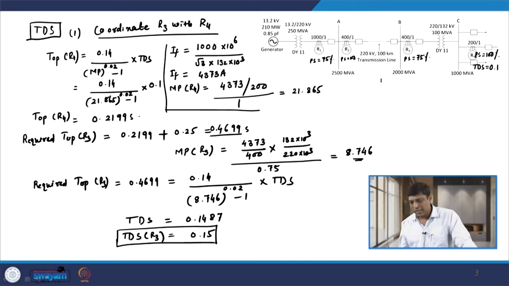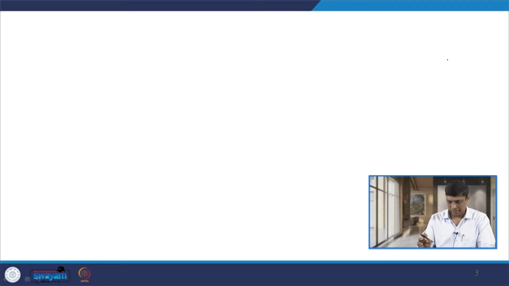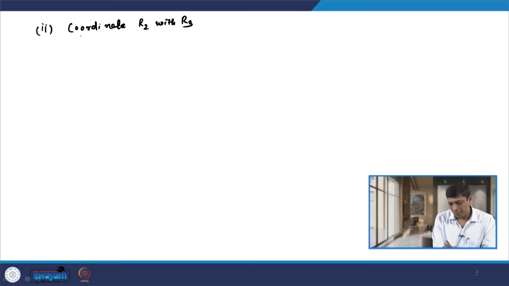So, we have already calculated the TDS of R3. Let us write it down here, 0.15. Now we need to calculate the TDS of relay R2. When we calculate the TDS of relay R2, we need to coordinate relay R2 with relay R3, and again we need to coordinate it at the fault level given at bus B, that is 2000 MVA. So, second case, let us coordinate relay R2 with relay R3.